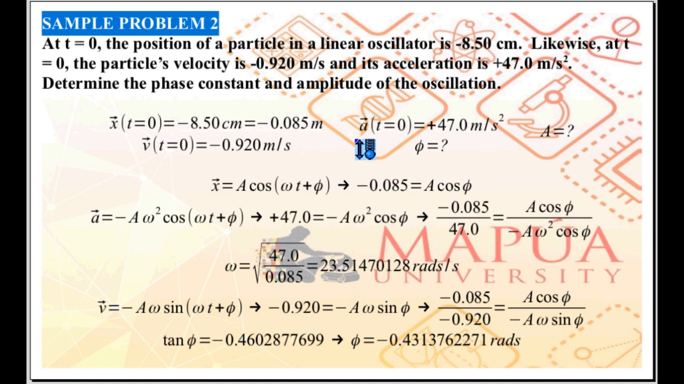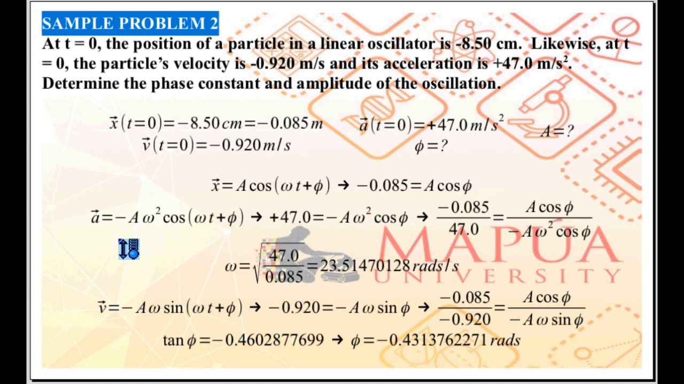We use the position function x, velocity function v, and acceleration function a. First, the position function x. x is equal to A cosine of omega t plus phi. If we set t is equal to 0, omega t will be equal to 0, and x will be equal to x at t is equal to 0, negative 0.085 meters. So we have negative 0.085 meters is equal to A cosine phi.